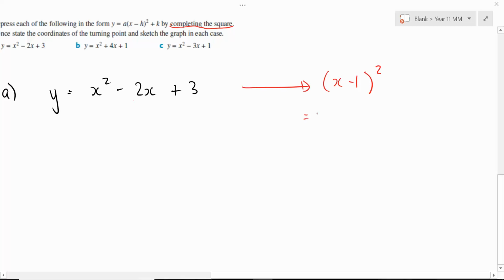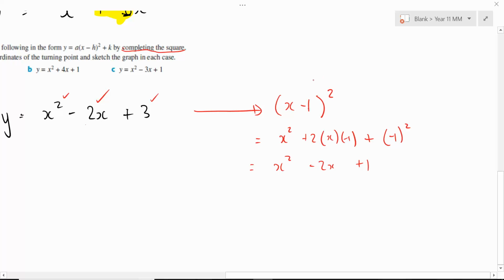But let's double check this. If I expand this, does it actually give me the same equation? So if I expand it, we get x squared, plus 2 times a, which is x, times b, which is negative 1, plus negative 1 squared. I'm just using the formula we had for expansion of perfect squares. That gives you x squared minus 2x plus 1. And that's a bit of a shame because this one has x squared, this one has x squared, this one has negative 2x, this has negative 2x, but this is a positive 3, and that's not a positive 3. So sadly, I don't have a perfect square.